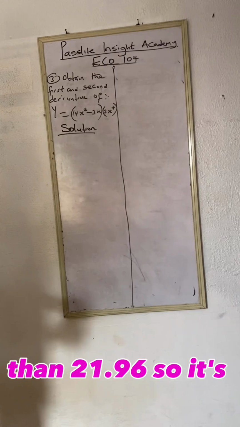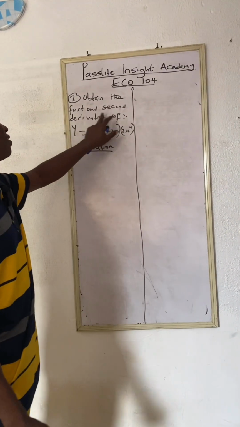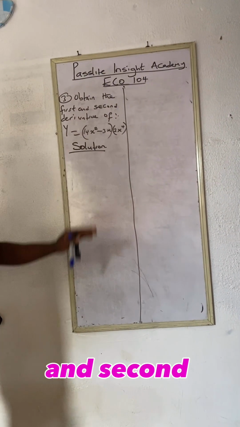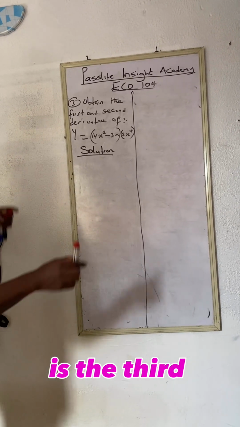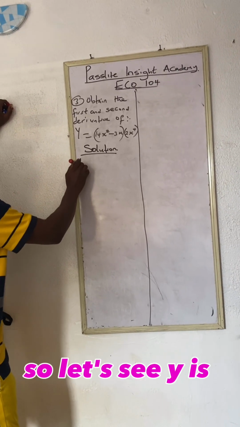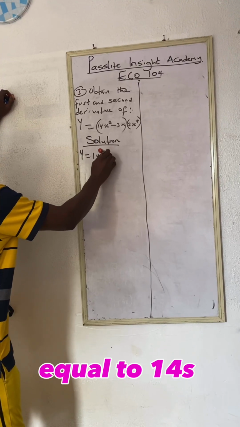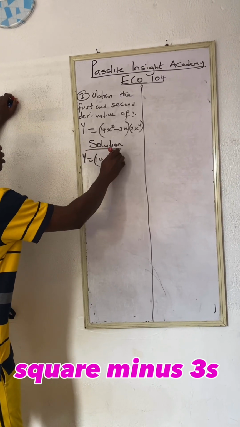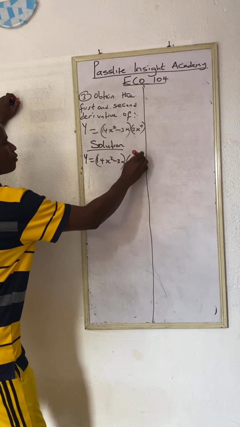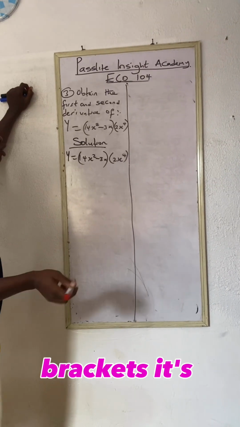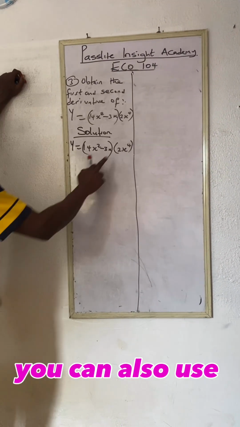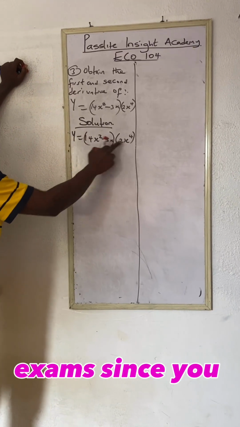So I can obtain the first and second derivative of this. So this is higher derivative. So this is the third question for today. Let's see. Y is equal to 14s squared minus 3s, open bracket, 2s raised to power 4. I told you when you have two brackets, it's product rule. But you can also use the simplest method in your exams. Since you can use this to open the brackets, just use it.